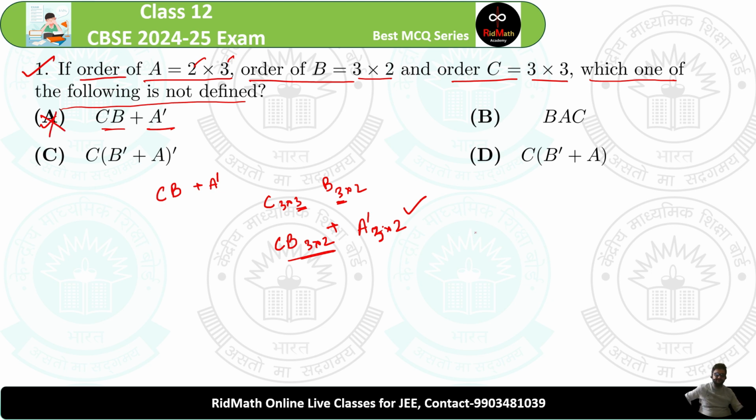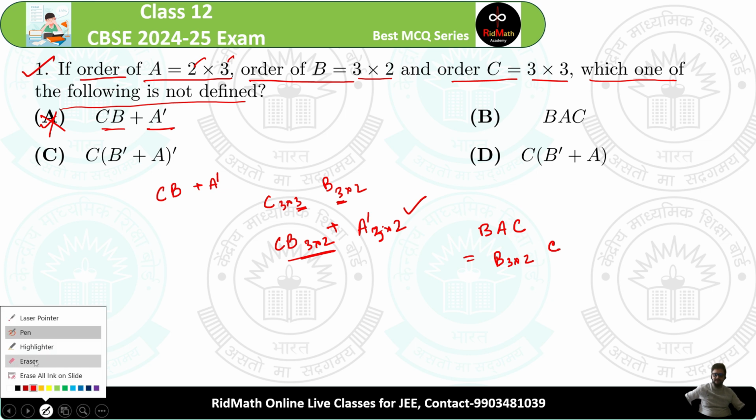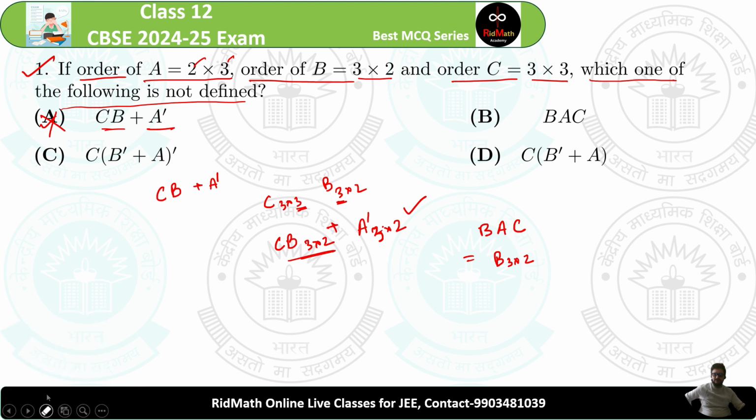Then BAC. What is BAC? B is 3 cross 2. The order of A is 2 cross 3 and the order of C is 3 cross 3. So the column of B is 2 and the row of A is 2. So this is well defined, and the column of A is 3 and the row of C is 3. This is also well defined. So this multiplication is well defined. So B cannot be the answer.